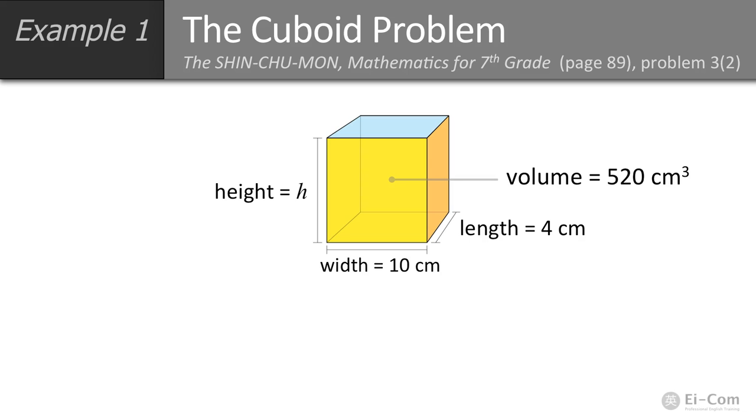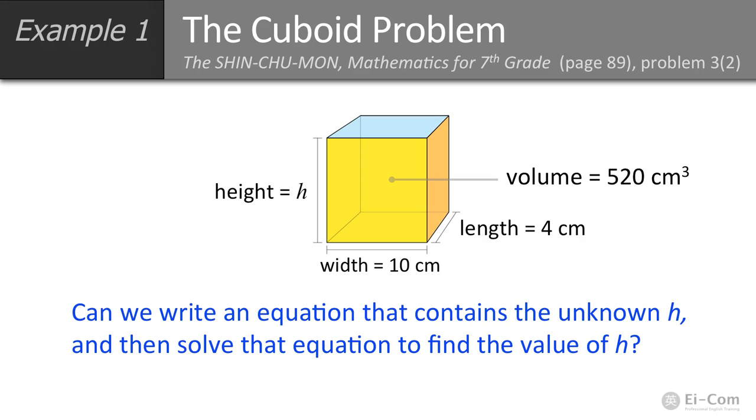Now remember that this problem asks for the difference between the height and the width. Since we do not know the height of the cuboid, can we use the information in this picture to find the height? In other words, can we write an equation that contains the unknown h, and then solve that equation to find the value of h? Please pause the video and write an equation using h and the other information shown in the picture.